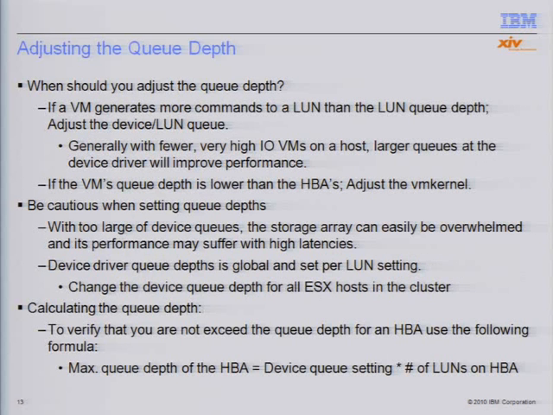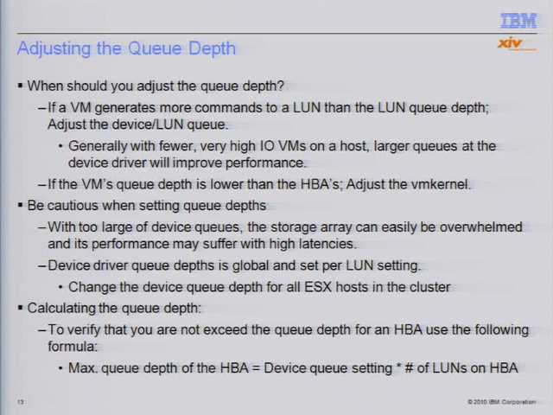So I always get asked, when should I change it? What would cause me to want to change the queues? Basically, follow the vendor's recommendations. XIV recommends for VMFS, for VMware, to change it to 64. So in that instance, you'd want to change it. So follow what your vendor recommends.